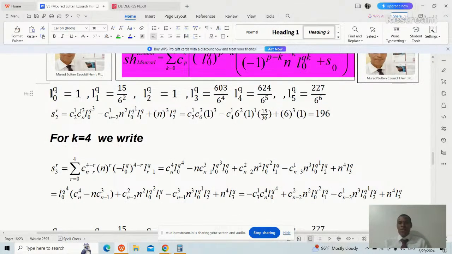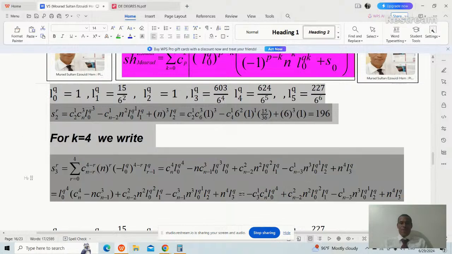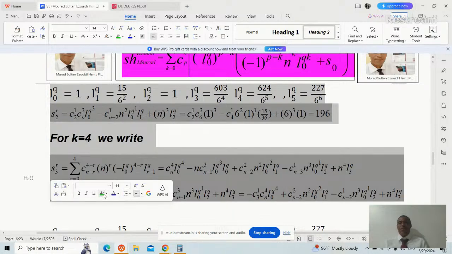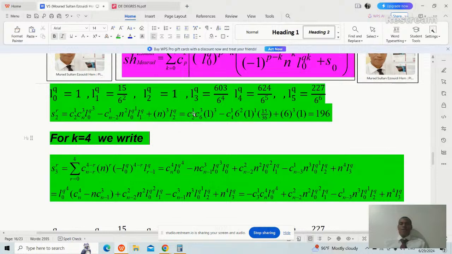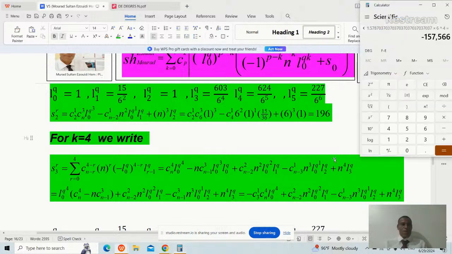I will use, okay, this one, maybe I will make green. So we are told that the value of S2 is equal to 196. If you want to use a calculator, okay, no problem. I will make it like that. I will work with you at the same time.